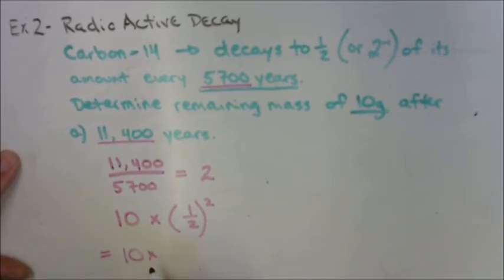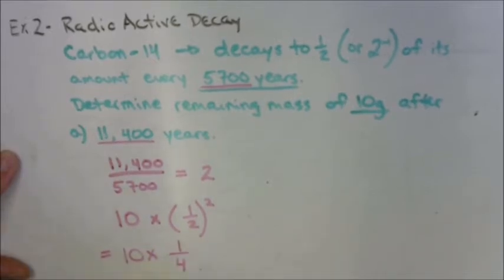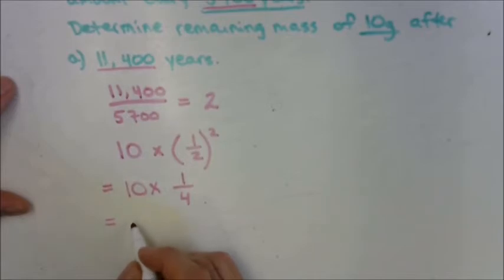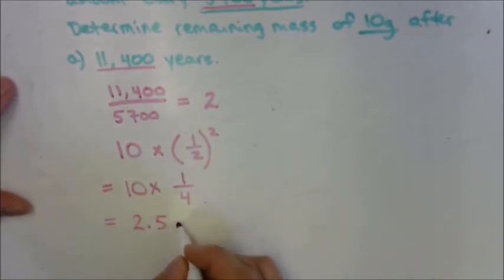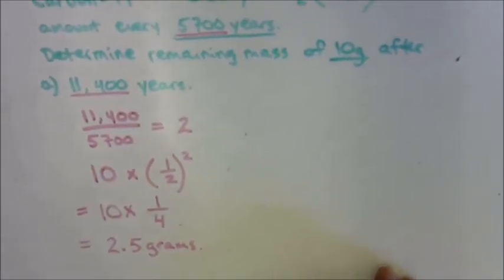Let's see what happens here. We have 10. We're going to deal with our exponents first. 1/2 squared means 1/2 times 1/2. Top times top, 1. Bottom times bottom, 4. So here we have 1/4 times 10, or 10 divided by 4. You can check that in your calculator. It's 2.5 grams. So if there were 10 grams of carbon 14 in some sample, after 11,400 years, there would be 2.5 grams.